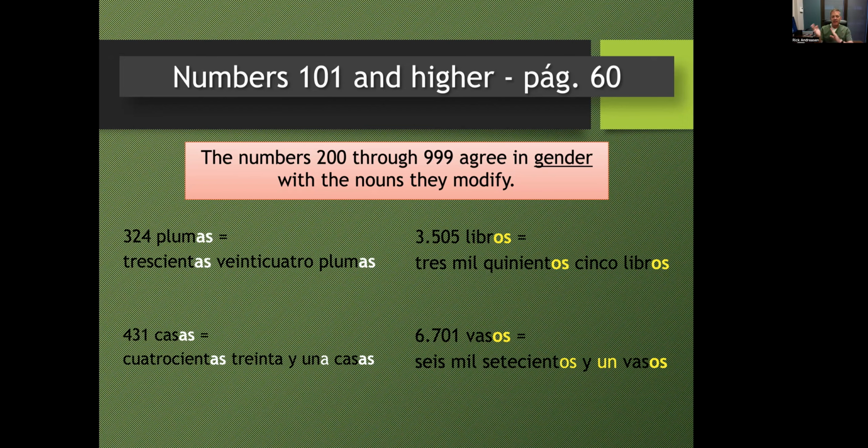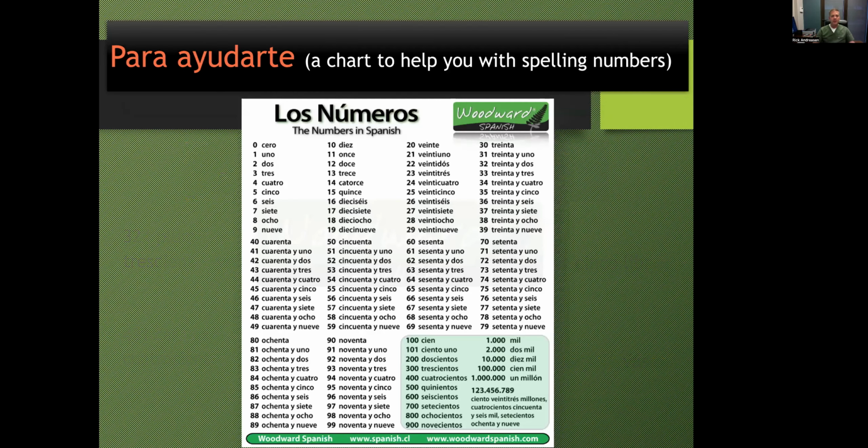Okay. On the right side, again, when it's masculine, tres mil quinientos cinco libros. Seis mil setecientos un vasos. Okay, and again, the un, because we said un doesn't change, we dropped the o from uno to un before a masculine noun, even though it's plural. Okay, so the cientas and the una do change to match the feminine part.